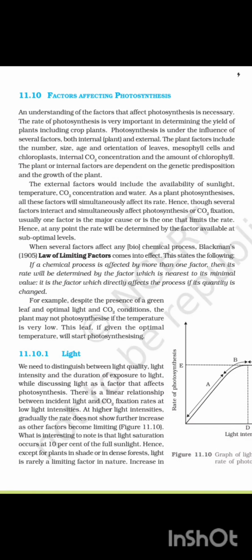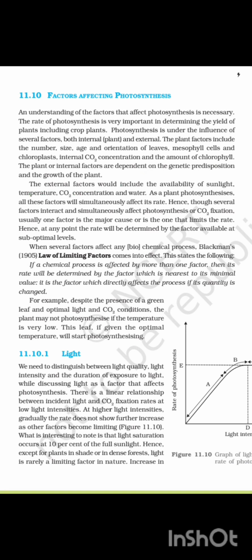11.10 Factors affecting photosynthesis. An understanding of the factors that affect photosynthesis is necessary. The rate of photosynthesis is very important in determining the yield of plants, including crop plants. Photosynthesis is under the influence of several factors, both internal (plant) or external. The plant factors include the number, size, age, and orientation of leaves, mesophyll cells and chloroplasts, internal carbon dioxide concentration, and the amount of chlorophyll. The plant or internal factors are dependent on the genetic predisposition and the growth of the plant.